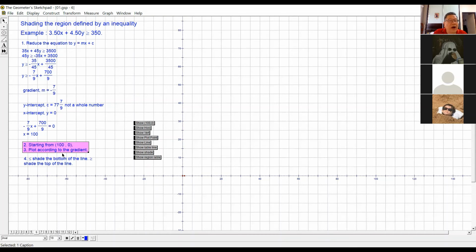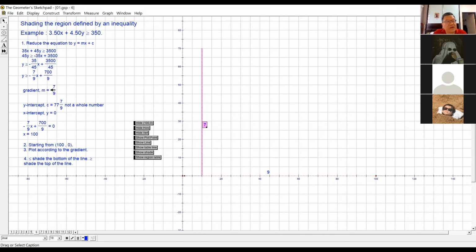From (100, 0), I plot according to the gradient. So where is (100, 0)? At this point here, right? Now, what is the horizontal distance that I should move? 9 units. Actually, it's a ratio. You can take 90 units also. But here 90 units, and afterwards you have to add a 0 there, right? So you take 90 units. Then what is the vertical distance? 70 units.